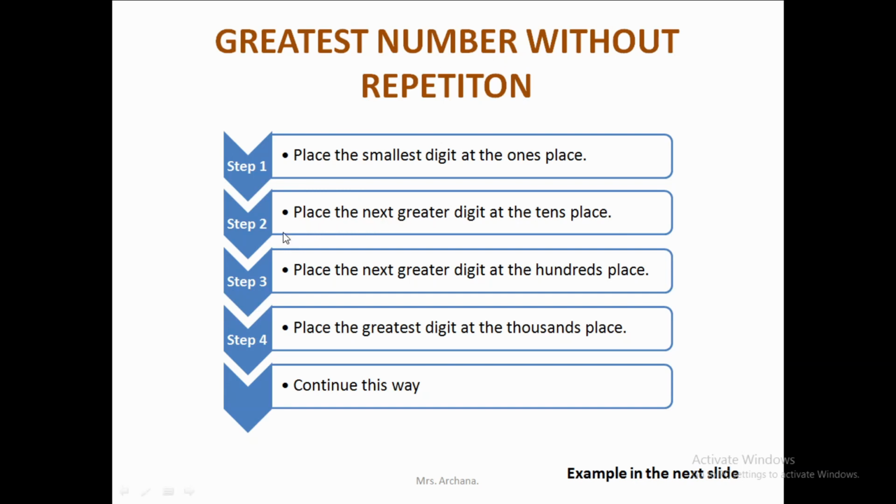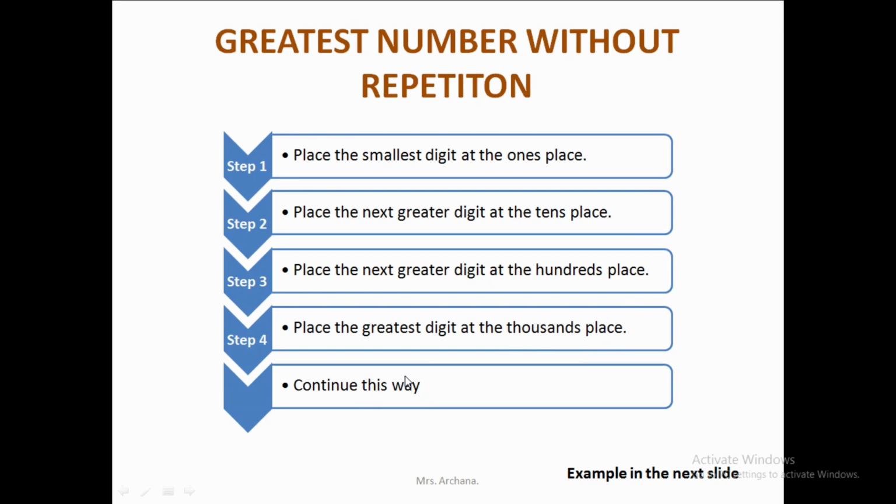In the next step 2, place the next greater. Next greater means which one is the next greater than the smallest number, that one you place in the tens place. Third one is place the next greater, means in the tens place which number you have placed, from that number which number is greater, that one you are going to place in the 100 place, then the greatest digit at the 1000, means which one is the largest digit, that one you will place in the 1000. Continue this way.